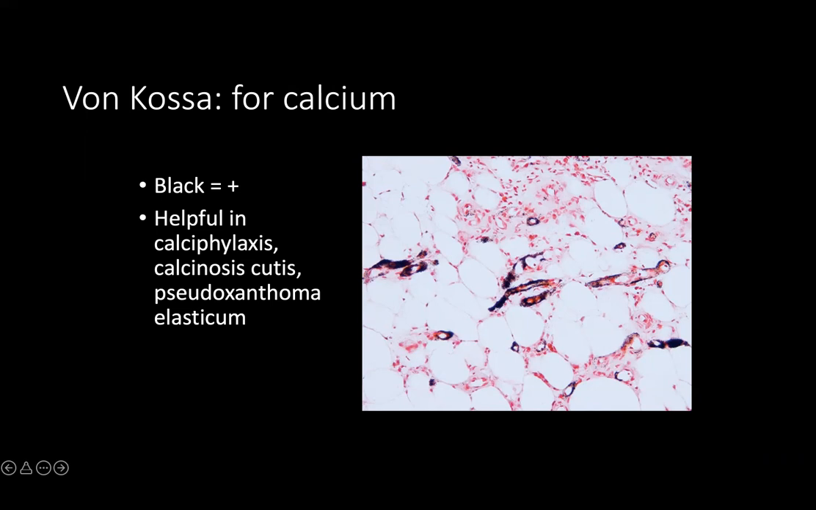On H&E, calcium is usually a deep purple, so you can usually recognize it even without doing the Von Kossa, but sometimes in calciphylaxis, it's helpful to use this Von Kossa as supporting evidence to find these small vessels that are occluded with calcium deposits in calciphylaxis.